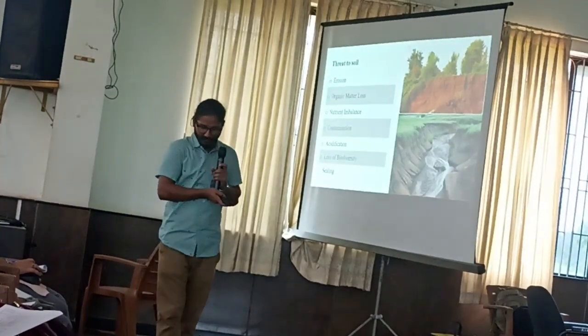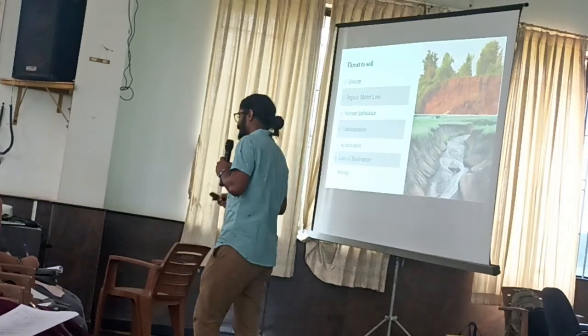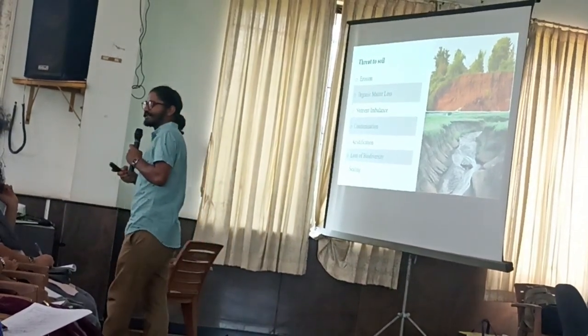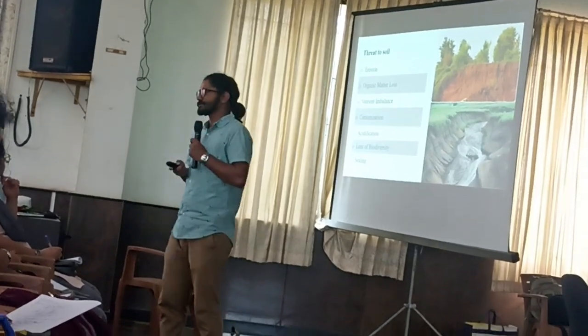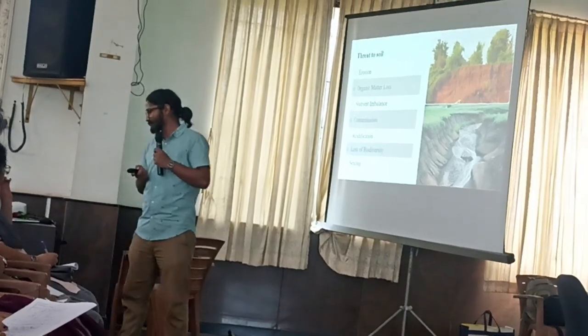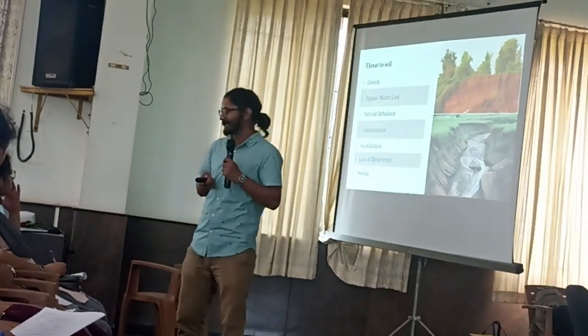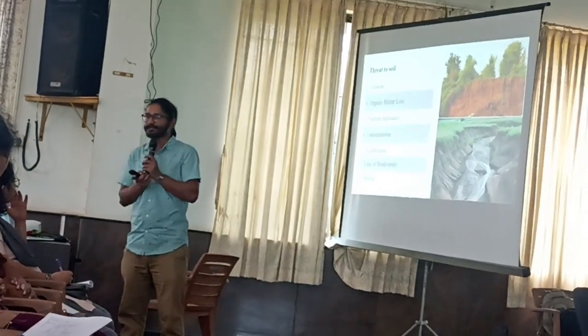Acidification: as time is passing, our soil is getting acidic in nature. That is not good for crop production. So there is a major threat to our food security also because of that, and loss of biodiversity. With that, the main cause is loss of biodiversity.